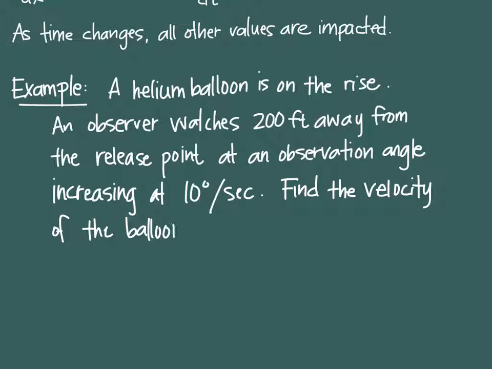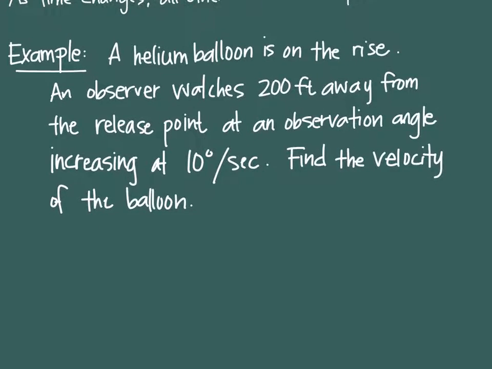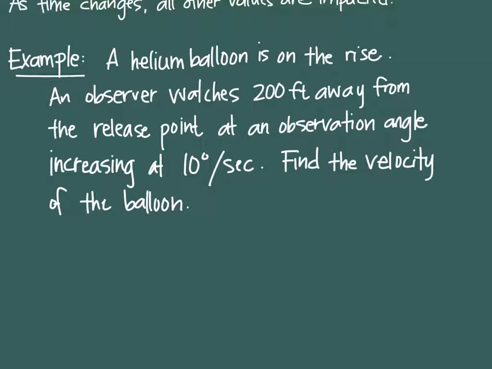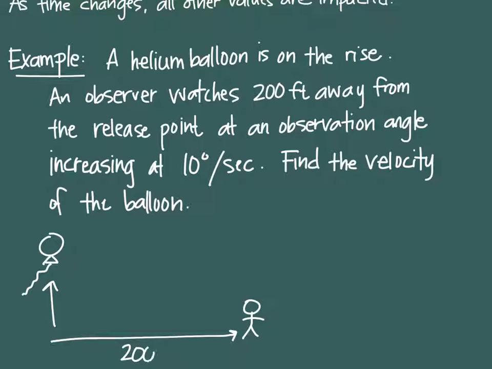Okay, so we need to set up this situation from a geometric standpoint so that then we can attack it from a calculus standpoint. So from a geometric standpoint, here's your balloon. Okay, and your balloon is moving, rising up in the air. And then 200 feet away is a person watching the balloon. So we know that that's 200. And we know that there's a theta, or an observation angle. And maybe we'll call the balloon B.